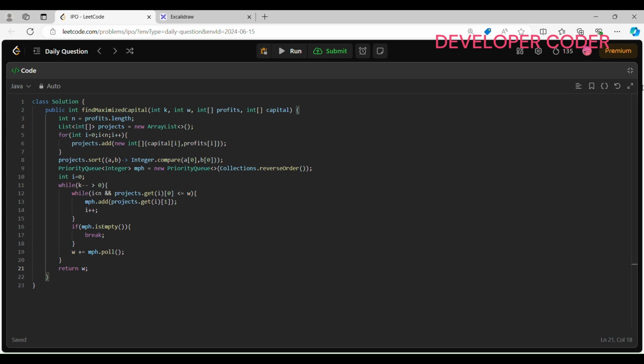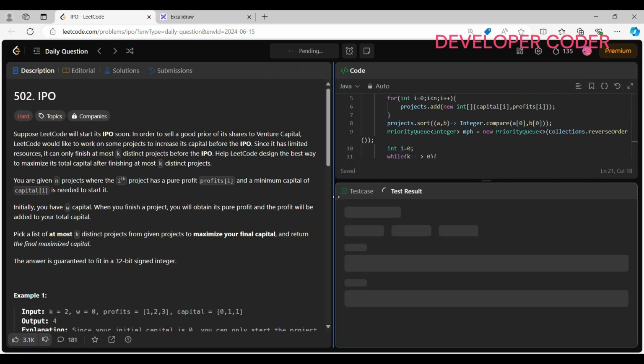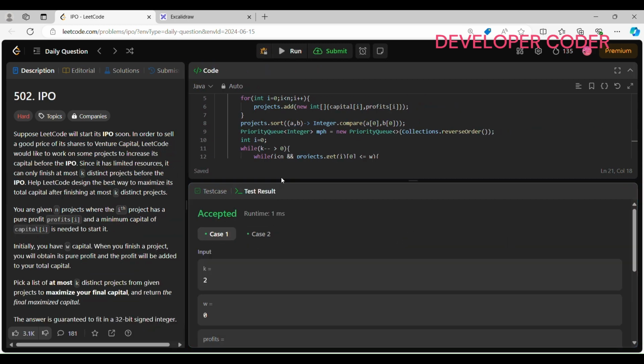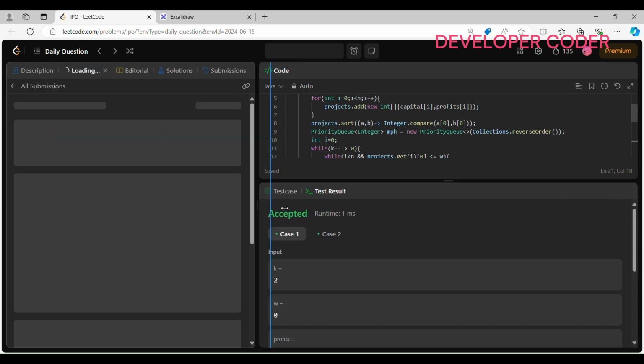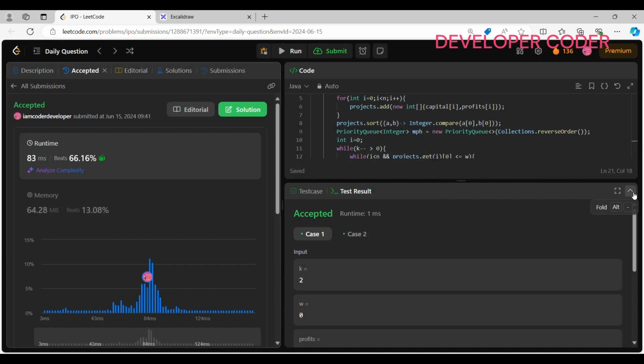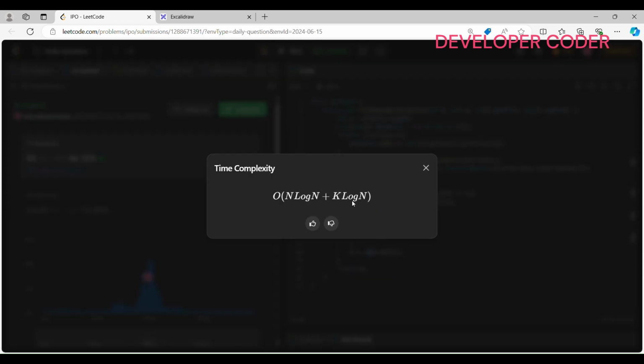Now let me run it. Let's see. All the test cases have been accepted. Now let's submit it. See, our solution is accepted. My overall time complexity for this problem is going to be O of n log n plus k log n.